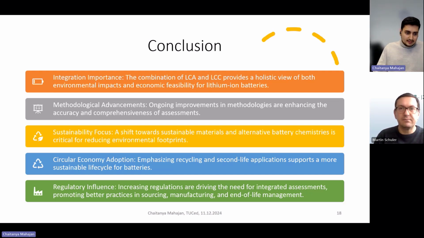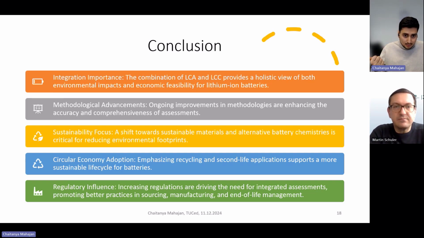And to conclude everything, we have looked at why it is important to give a comprehensive and holistic sustainability assessment. We have looked at some of the methods that are already ongoing, how those methods can help us, and how we can maybe improve them. We have looked at how alternative battery chemistries and the adoption of circular economy principles, such as recycling, end of life and second life applications, can help us. And we have also looked at how regulatory influence can help absorb and develop new technologies and help the entire ecosystem become more sustainable.